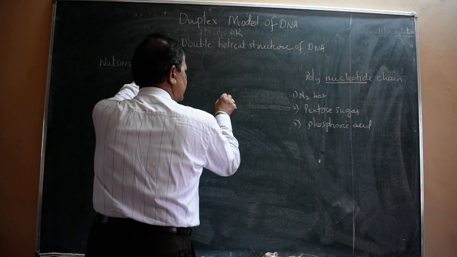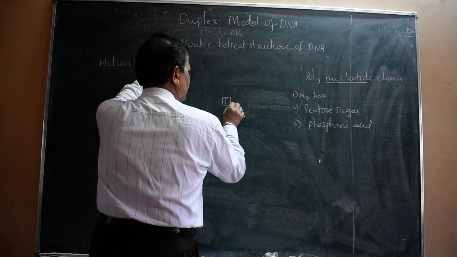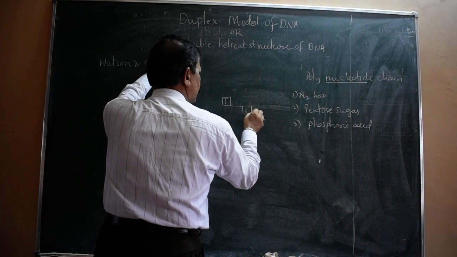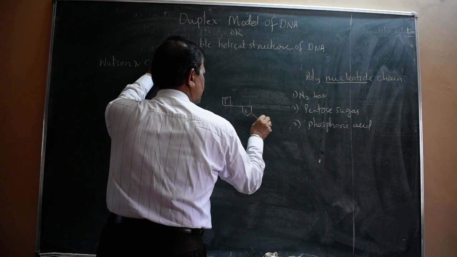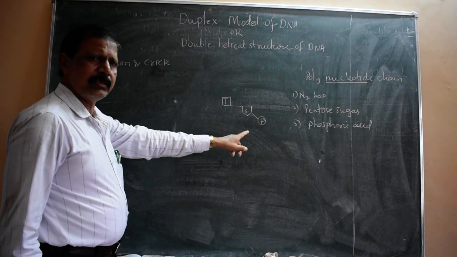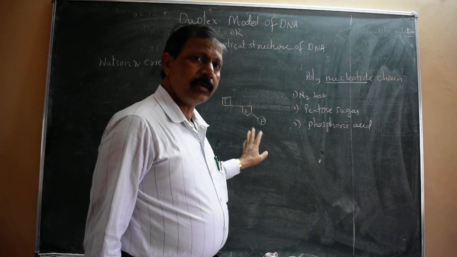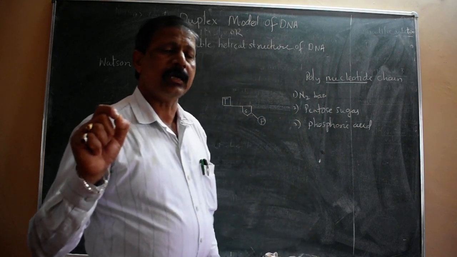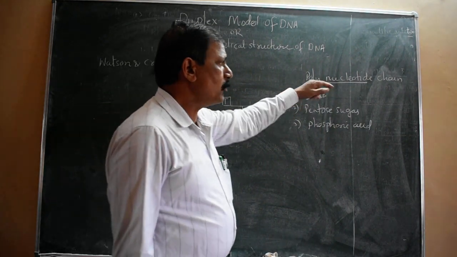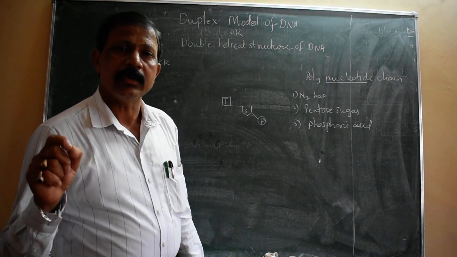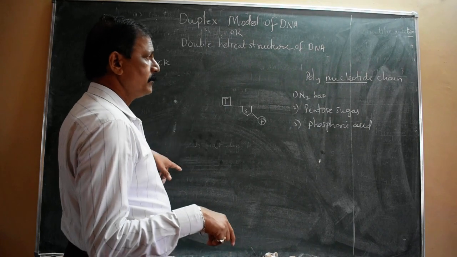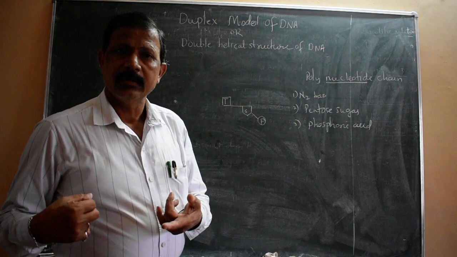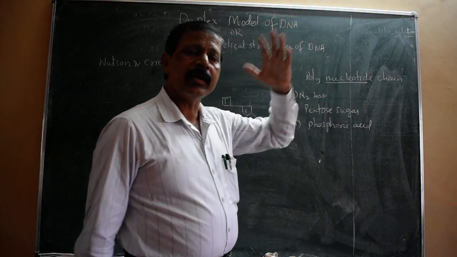Once again I will remind you: the nitrogen base, attached to it the pentose sugar, and then the phosphate. This complete unit is a nucleotide, which forms the structural and functional unit of the DNA. These nucleotides are linked with one another, and that is called a polynucleotide chain.